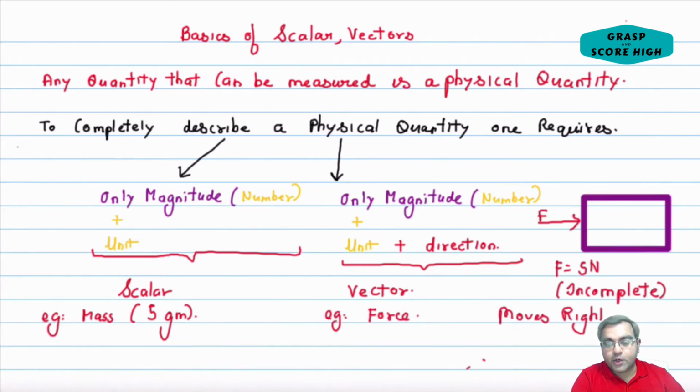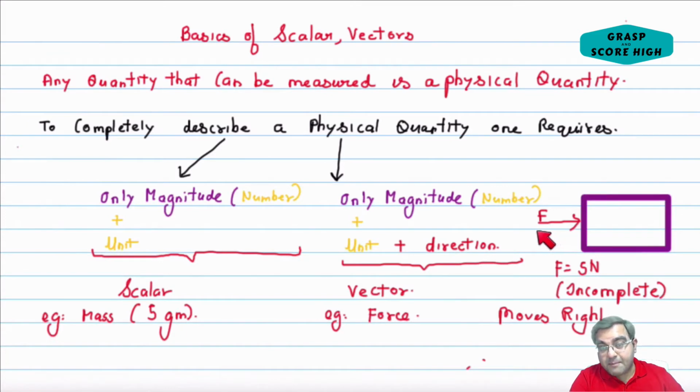Let's take an example to understand this. Let's say I have a small box and I'm applying a force of 5 Newton. Now 5 is that number I was talking about. Newton is the unit. So I have the number and the unit. But still this information is incomplete. Why?